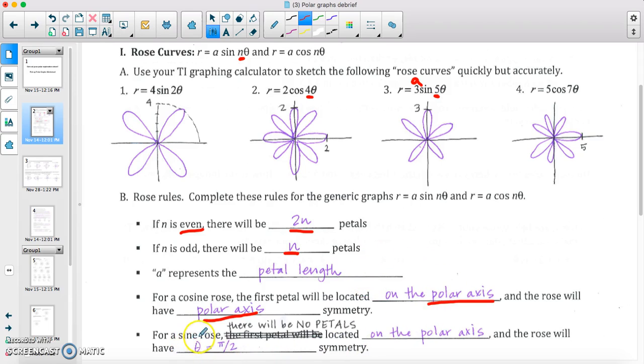Okay, for a sine rose, sorry, my sheet's messed up, but there will be no petals located on the polar axis, and the rose is going to have pi over 2 symmetry. So notice all of the sine graphs have symmetry over that pi over 2 line. These are tricks to help you graph things by hand without having to do the whole charts.